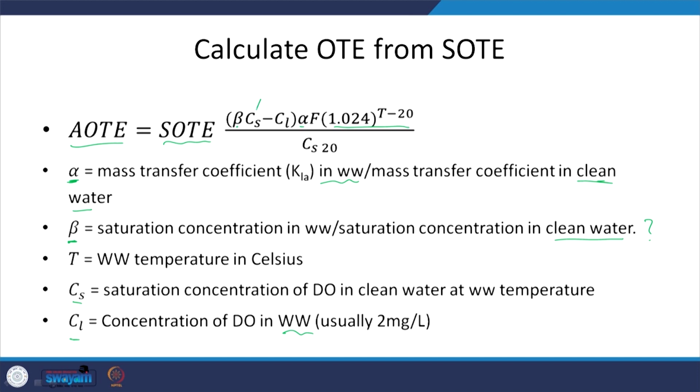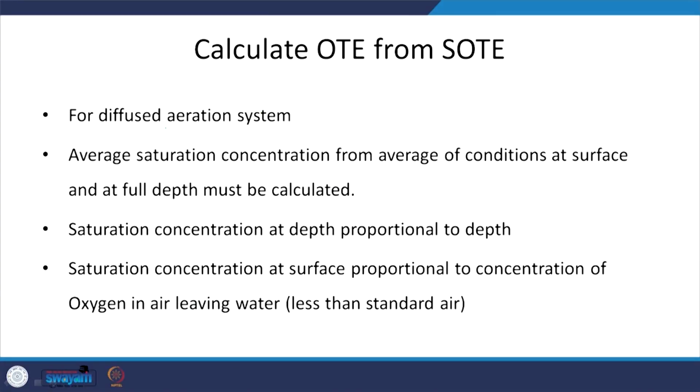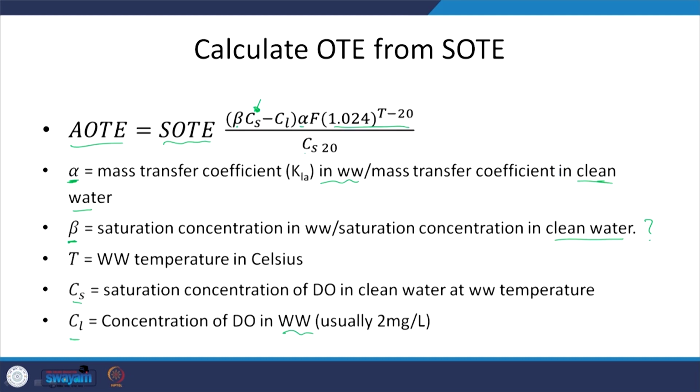And is this always constant, or what does it depend upon? Again, PV equals nRT and such. So, it depends upon the pressure, which again depends upon the elevation. Looks like I have to discuss another aspect here too. For a diffused aeration system, what do we have? The average saturation concentration from average conditions at surface and full depth must be calculated. So, this will vary.